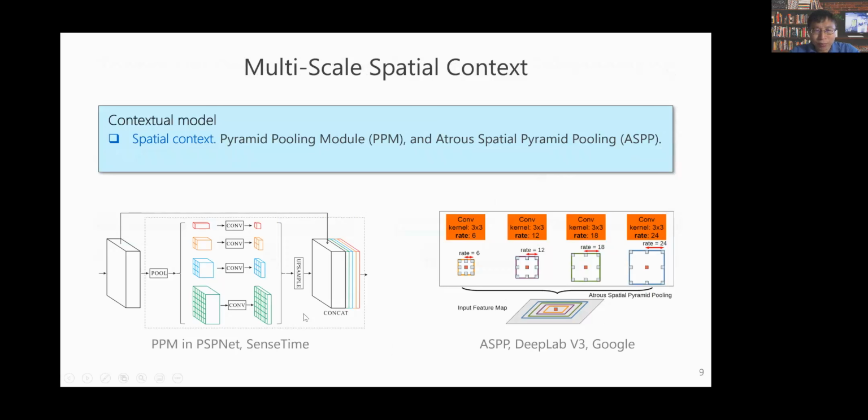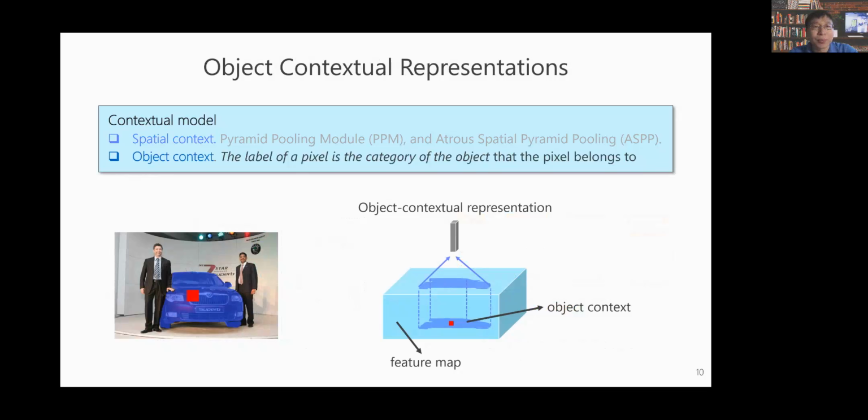The two methods actually aim to expand the scope of each convolution. For example, in PPM, it uses pyramid. In contrast, in ASPP, it uses dilated convolution to expand the scope. But these two methods actually only explore the spatial context without considering the content information. So our work we called object contextual representations. This actually based on the so-called object context.